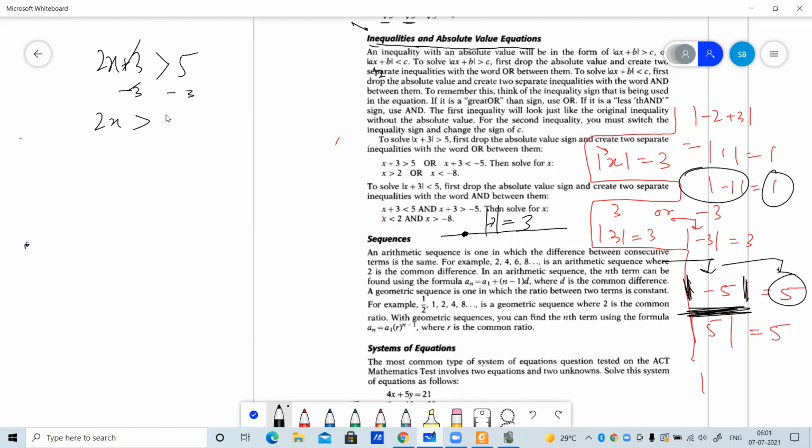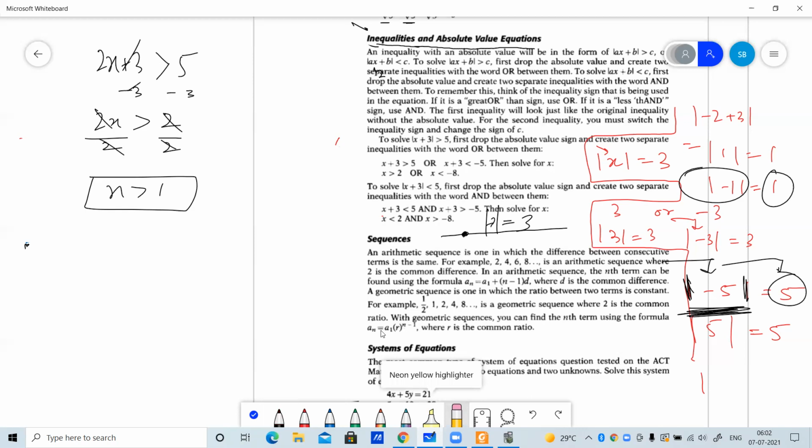2x is greater than 2. Yes, and then divide by 2. x is greater than 1. Right. So x is greater than 1. So this is the answer to the inequality.